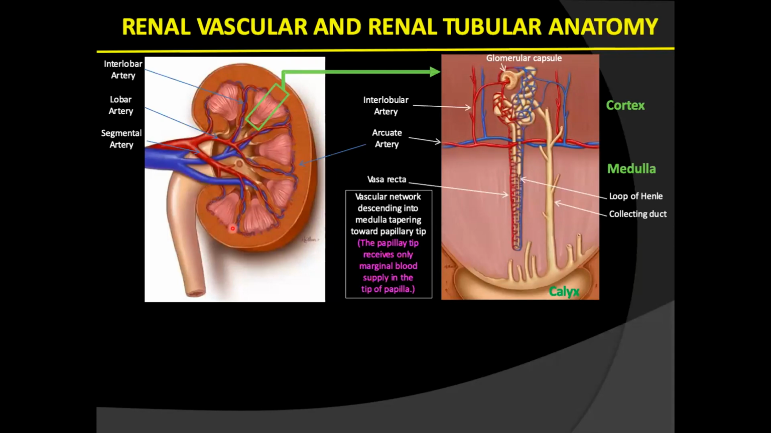Now let us learn a little bit about the renal vascular and tubular anatomy, because this will help us to understand how CT urography helps and how we can optimize our technique to better detect lesions.